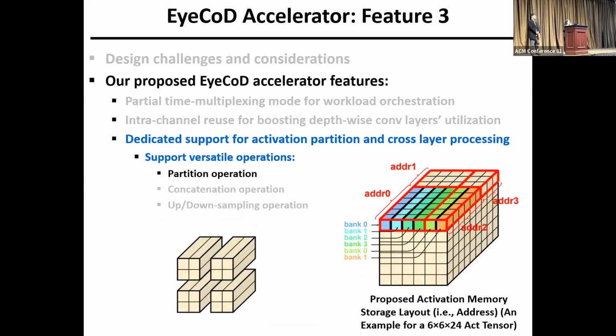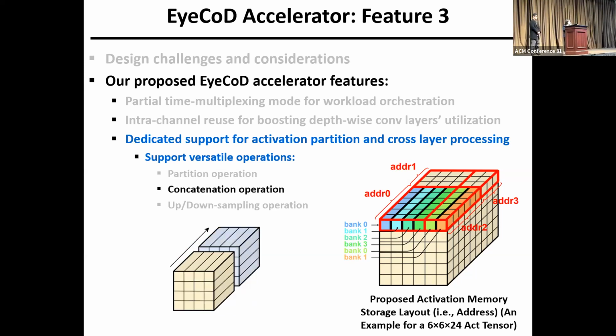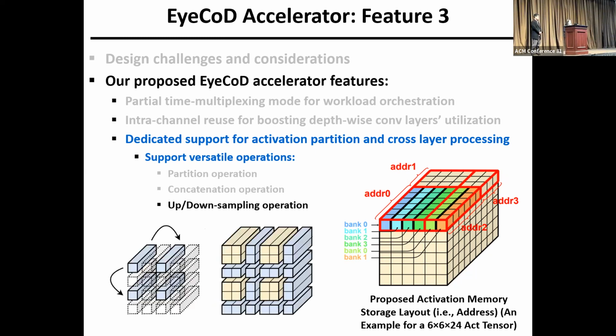For the activation partition and cross-layer processing, we propose a dedicated on-chip activation memory storage layout. The right bottom figure here shows an example when storing one activation tensor. We can see that by using proper addresses, the activation partition can be easily achieved. In addition, other activation operations, including the concatenation operation and the downsampling and upsampling operations, can also be supported efficiently by this on-chip activation memory storage.